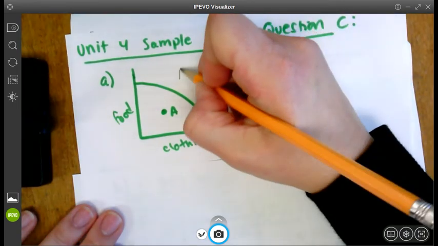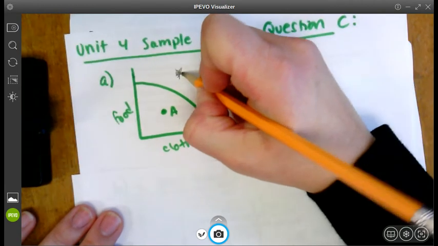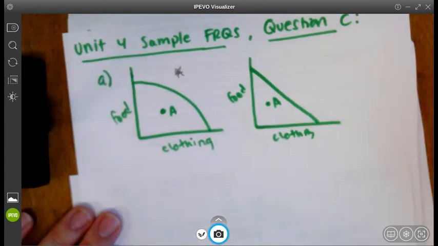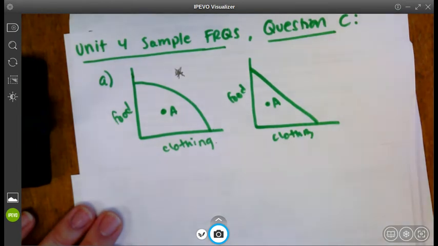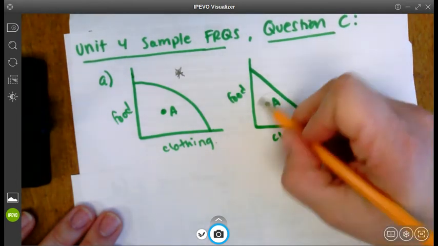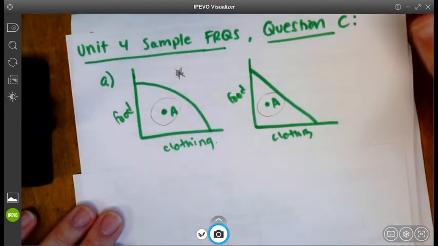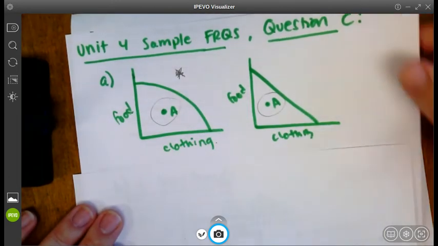I would wager that this is the most common answer because most clothing isn't made out of food and most food isn't made out of clothing, but stranger things have happened. Ultimately, what we're looking for is point A to be located as a floating point under the curve. So that is for part A.